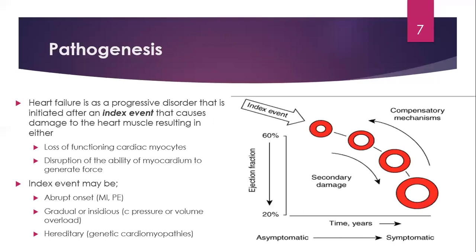So the pathogenesis of heart failure, as we've said earlier on, is a progressive disorder, and most times it is initiated by an index event. When that index event happens, a lot of the time the patient is not symptomatic at that point. But once it has happened, it will trigger secondary damage and compensatory mechanisms. Over time, the patient will progress to become symptomatic. So the ejection fraction will drop progressively, and then over the years, the patient can become symptomatic.